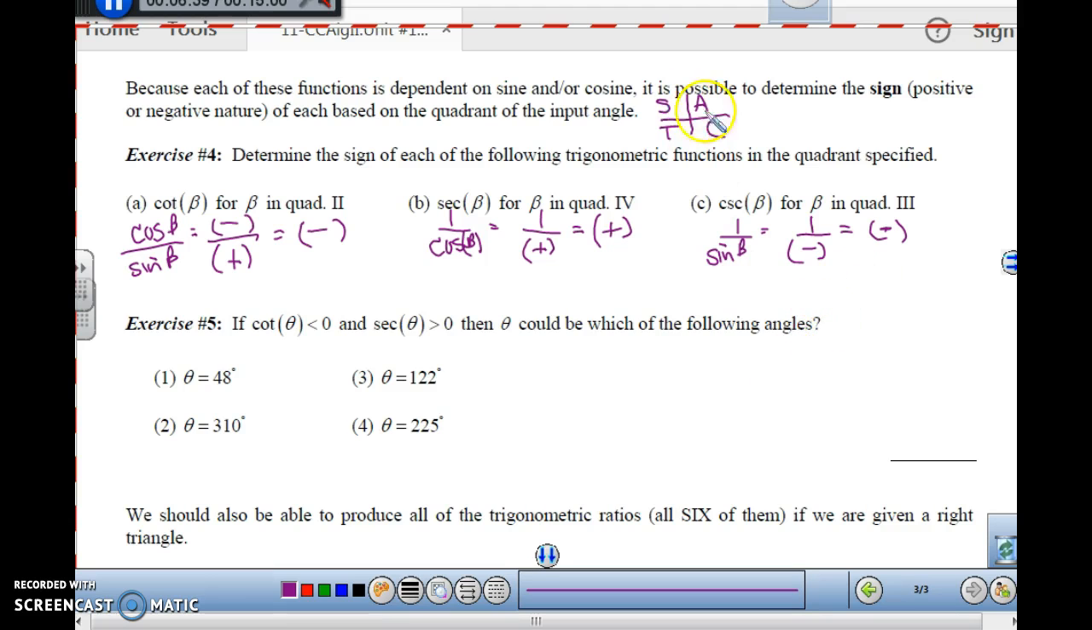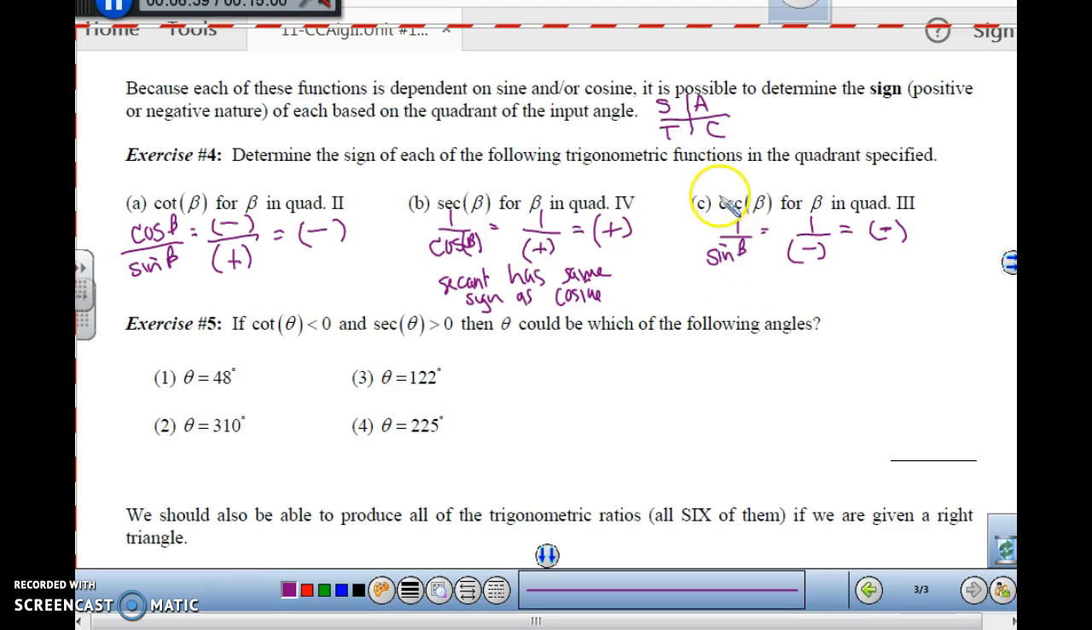All right, so if we remember ASTC, if cotangent is negative, tangent will be negative. If secant is positive, cosine will be positive. So secant has the same signs as cosine. So this will be positive in the first and fourth quadrant. It'll be negative in the second and third.